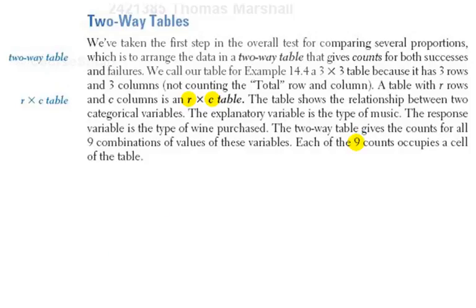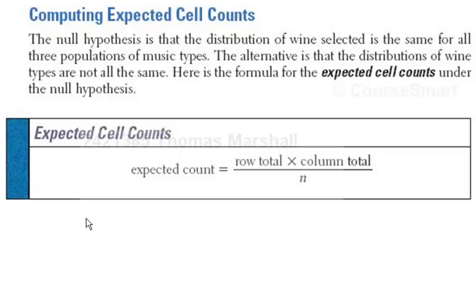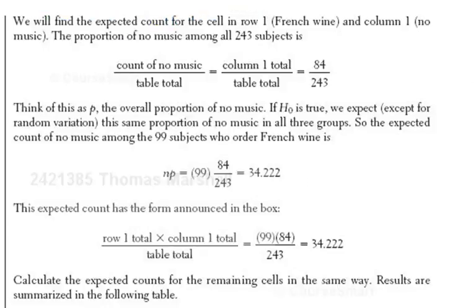What we need to do is generate a set of expected values. The null hypothesis we're going to make is that the wine selected should be the same for all 3 populations of types of music. The alternative hypothesis is that the music makes a difference. So we need to come up with a table of expected counts, which they illustrate here.